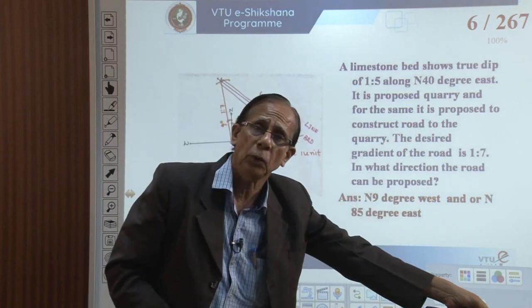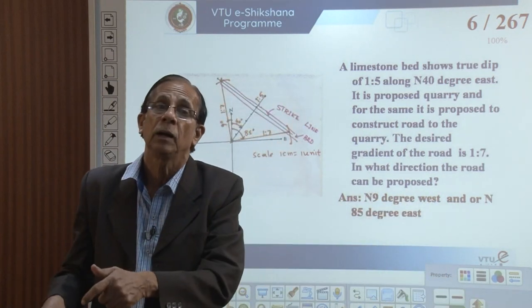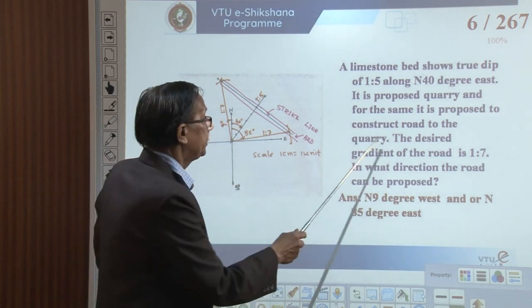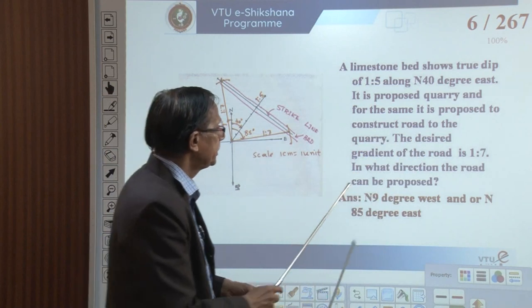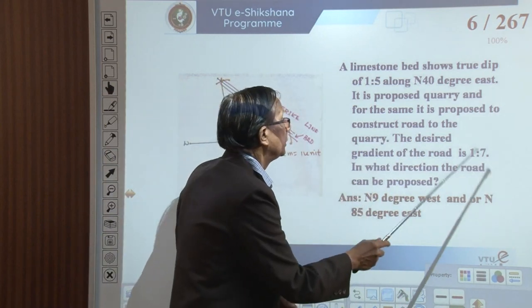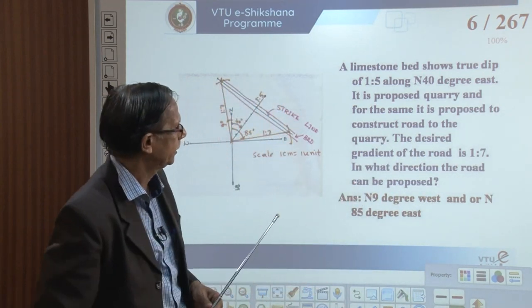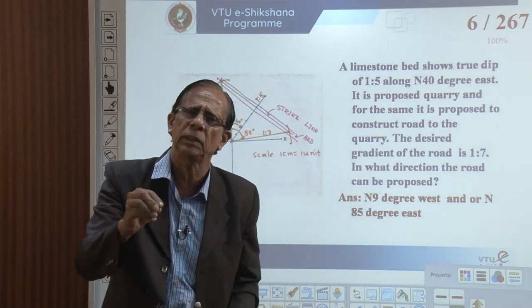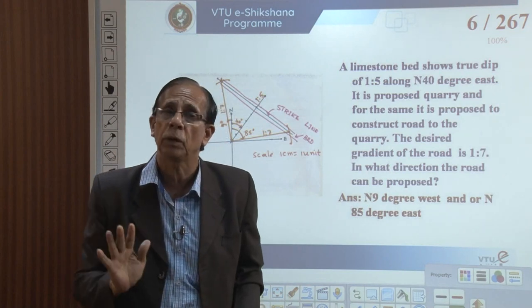From the quarry, I have to bring the limestone to the desired location where we can dump or store it. I need to have a road. The desired gradient of the road is 1:7. In what direction can the road be proposed? This is the simplest engineering problem we come across.